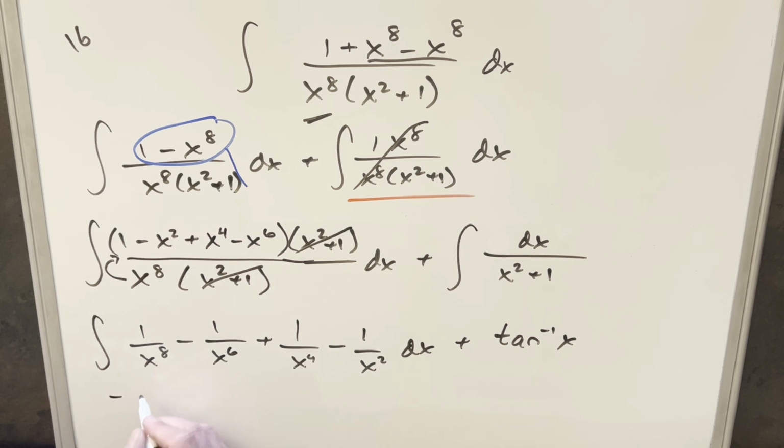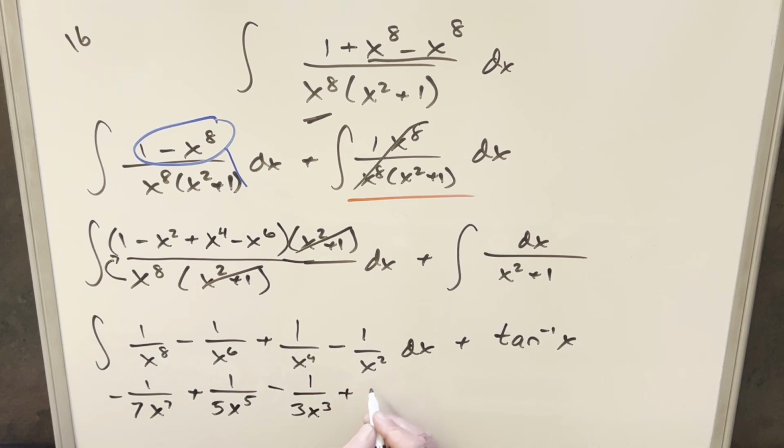So for this first one, we're going to have minus 1 over 7x to the 7th. Here, we change the sign again. We're going to have 1 over 5x to the 5th. Here it becomes minus 1 over 3x cubed. And then for this last one, 1 over x plus arctan of x, and add a plus C, and that's it.